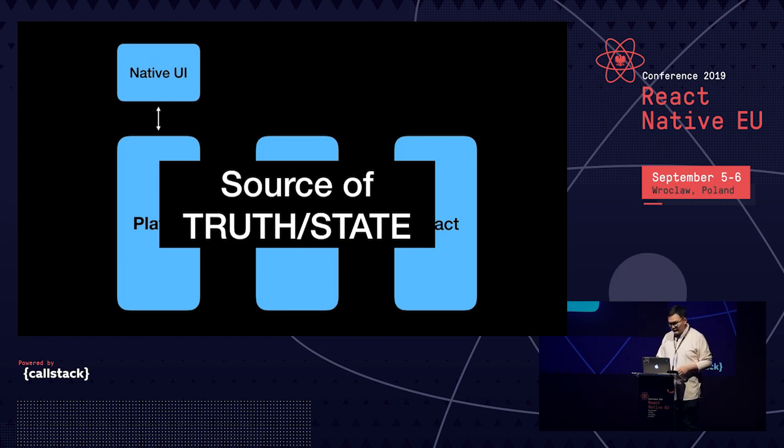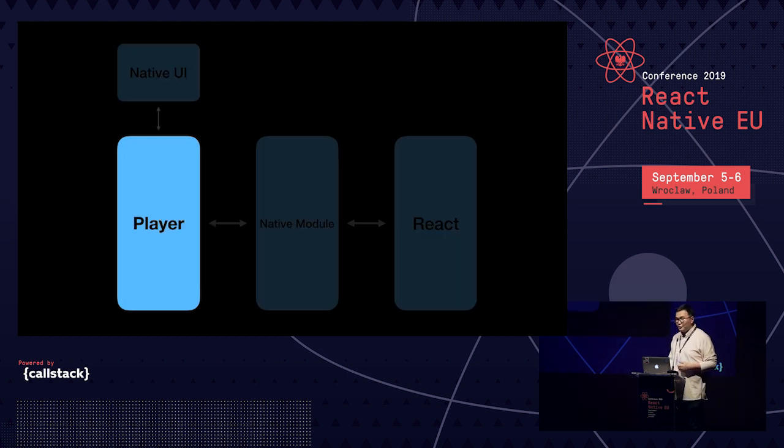So we decided that the player should be the source of truth and the state, because we have so many things on the native side, as players are still developed on the native side. And to show track information on lock screen, control center, and other interfaces, we had to pass everything we know about the track to the native realm.